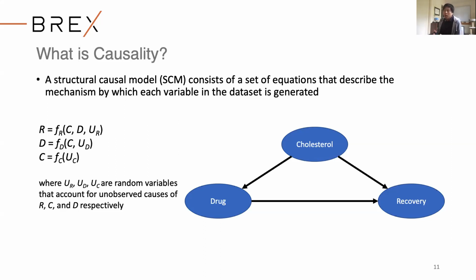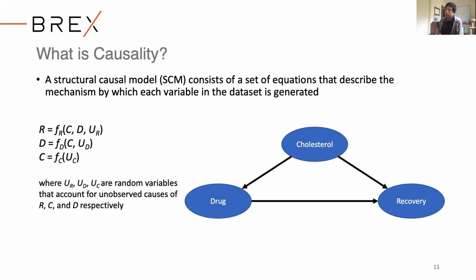some function of the two other variables here, right? So cholesterol and drug. So if I look here, I have R equals some function of cholesterol level and whether I took the drug or not. And then the last variable that it's a function of is what we call the error term. So this stands for all unobserved causes of recovery.